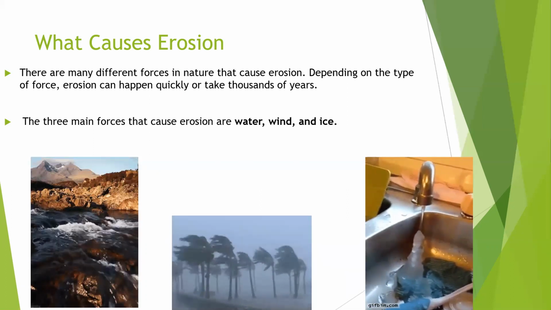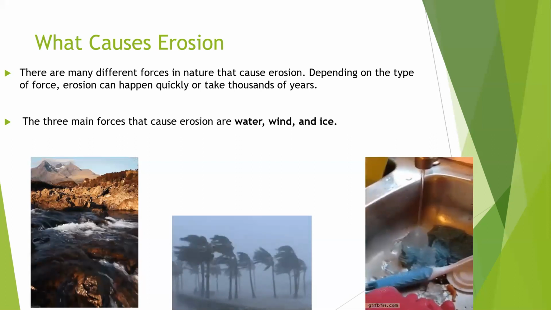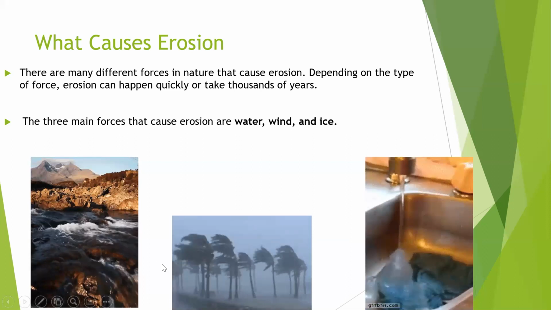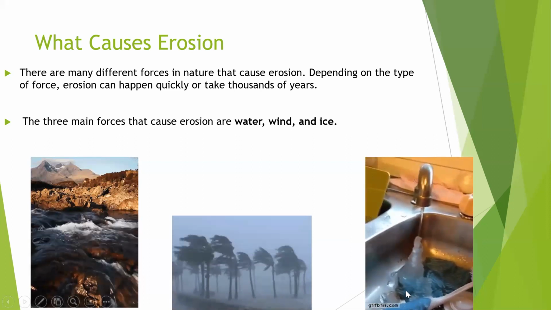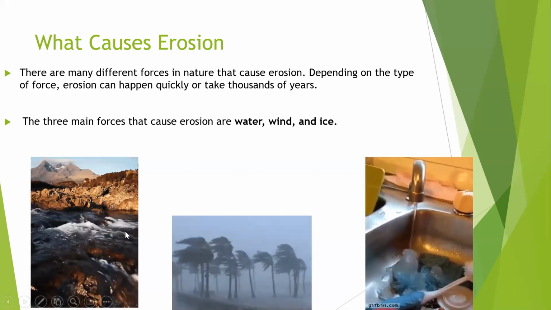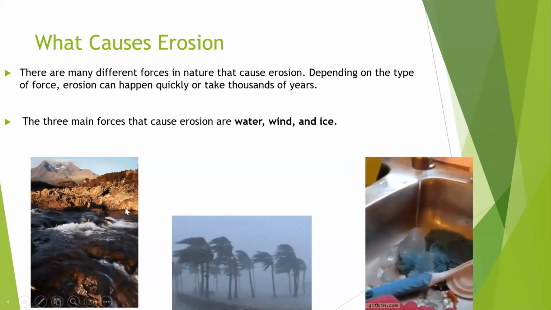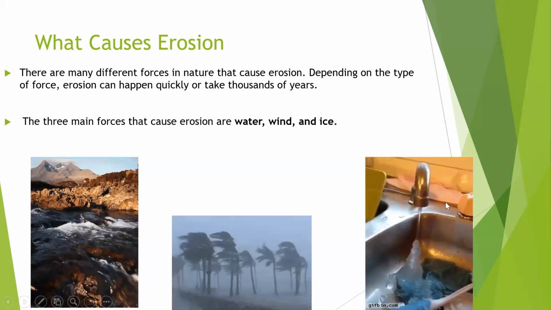Now, there are three main forces that cause erosion, which is water, wind, and we have ice. Look at this. I thought this one was pretty cool. Look at that ice. So all three of these are the main forces that cause erosion. You have water, you have wind, and then you have ice.